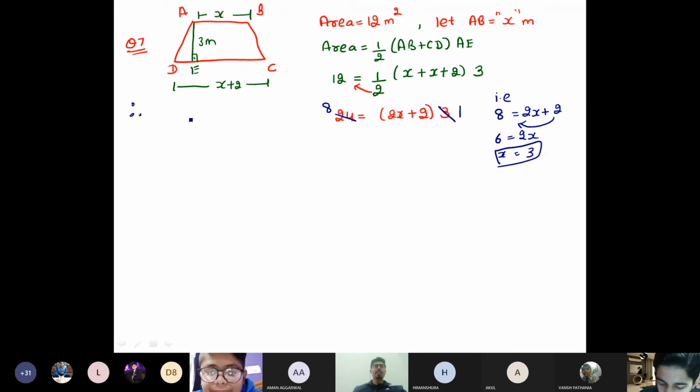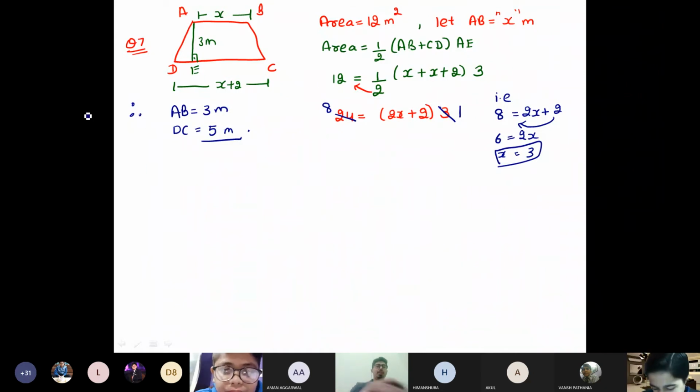So therefore, students, can I say that AB is 3 meter and DC is 5 meter? Can I say this? Yes, sir. Okay. So the answer is that the parallel sides are 3 meter and 5 meter. So all of you just do it fast, students. Now we will discuss question number 6.